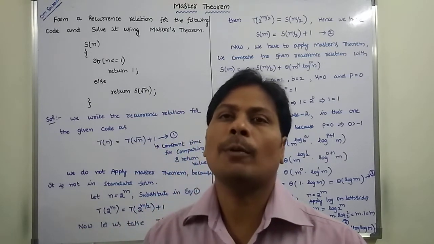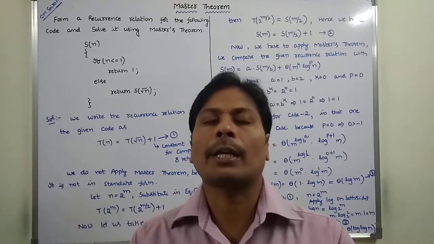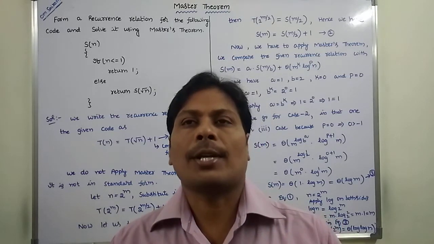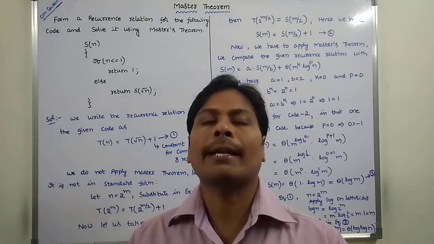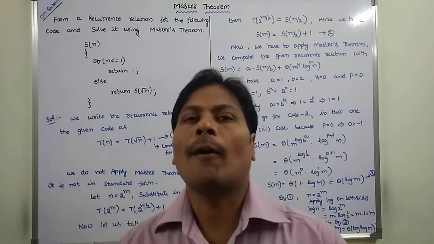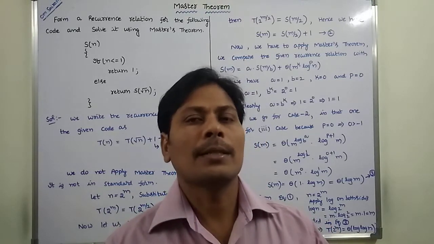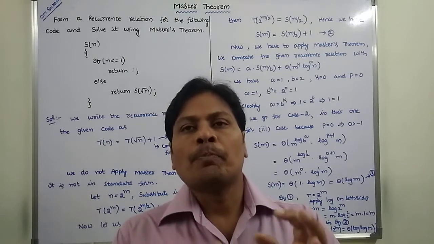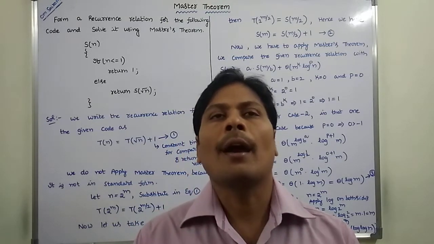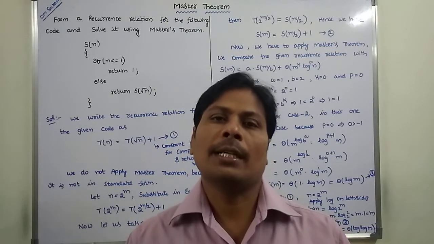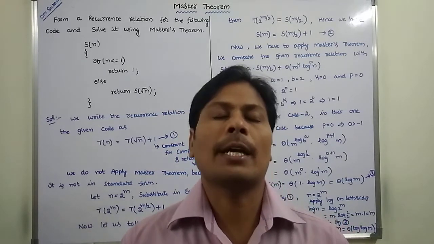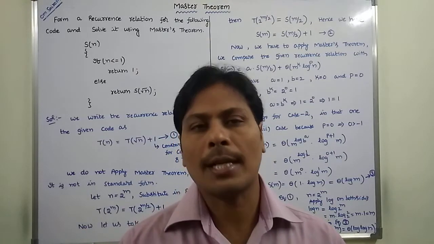Now in this video, suppose we are given a particular code. For that code, how to write the recurrence relation. Once we have written the recurrence relation, how to find the time complexity of that recurrence relation. Suppose the given recurrence relation is not in the standard form, how to solve it? This is completely different from the previous videos that I did on master theorem.